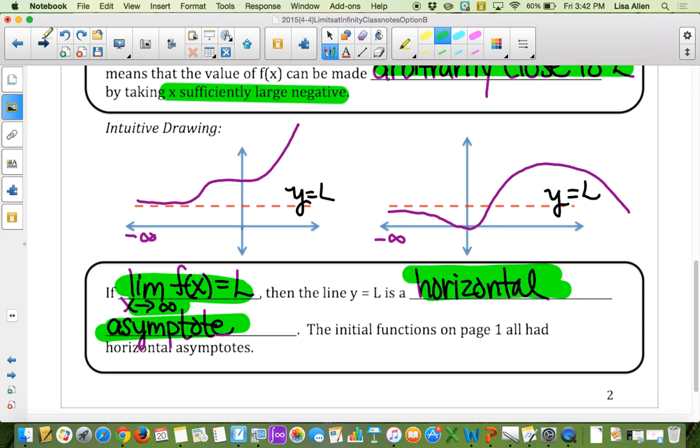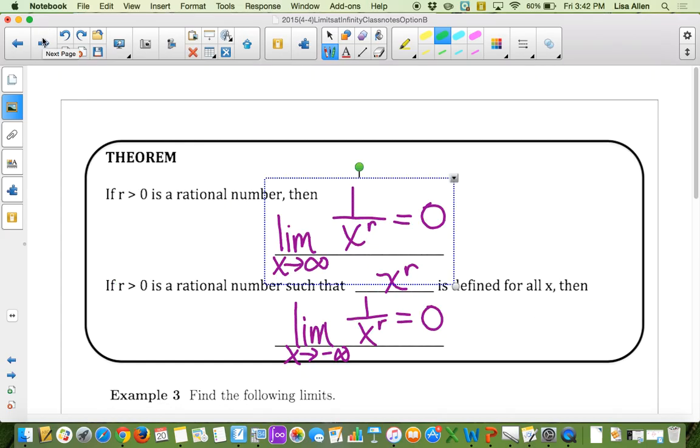So then we've got this next theorem. In your book, I believe it's theorem 4, but it changes with textbooks. That's in Stewart's 5th edition. So if r greater than 0 is a rational number, then we have this limit. The limit as x approaches infinity of 1 over x to the r is equal to 0. So as x gets really big down here in the denominator, this whole fraction goes to 0. The same thing can be said if x approaches negative infinity.